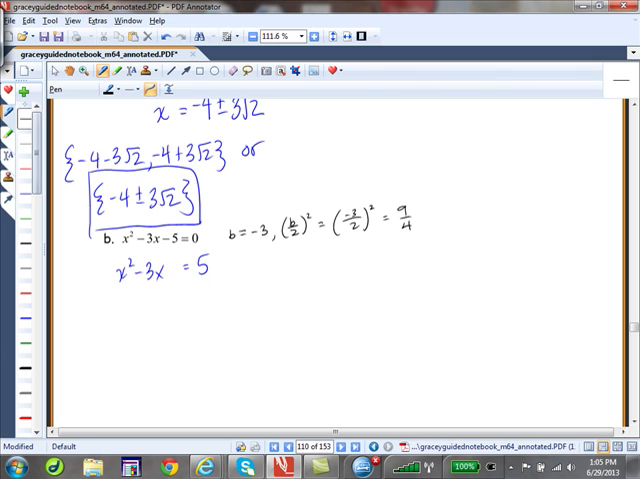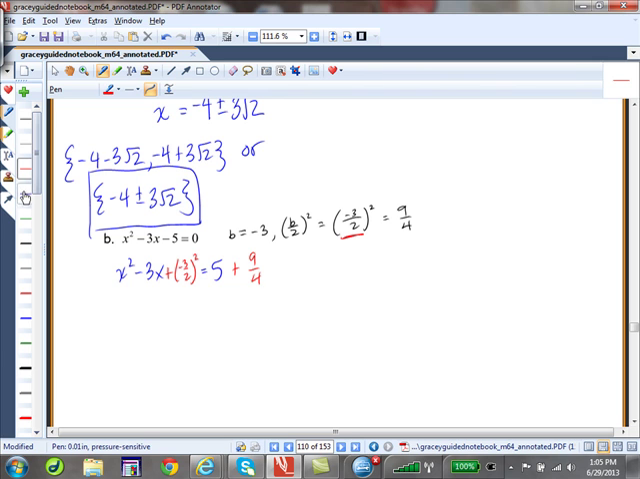So on the left side, we're going to use this one, and on the right side, we're going to use the 9/4. So we'll be adding negative 3 over 2. Let me make some more room here. We'll be adding negative 3 over 2 squared, which is equivalent to adding 9/4.